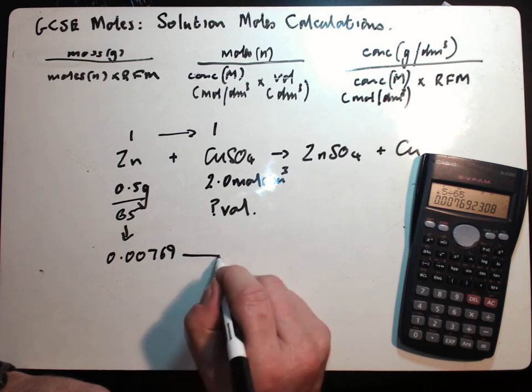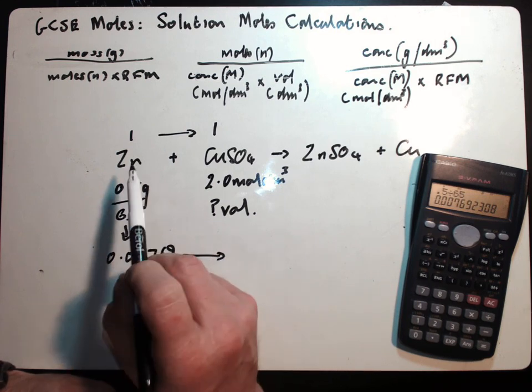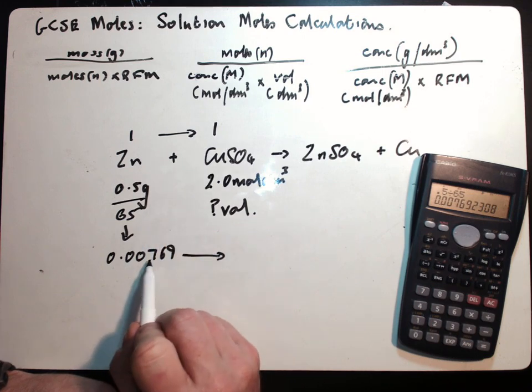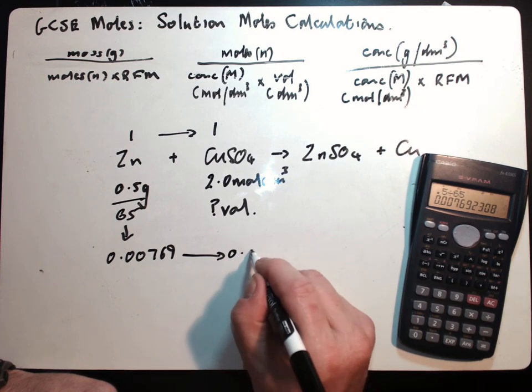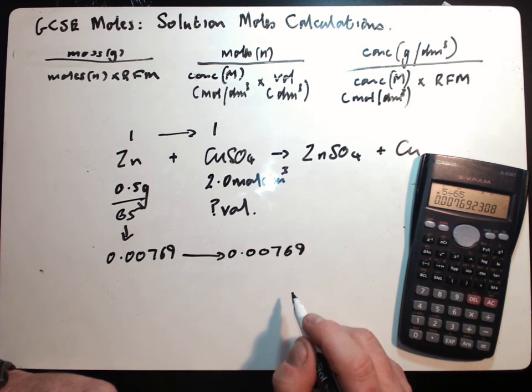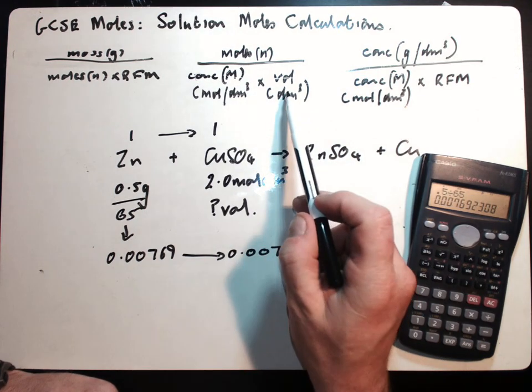0.5 divided by 65 gives me moles of 0.00769. If I have 1 mole of zinc, I get 1 mole of copper sulfate to react with it. So if I put that number of moles of zinc, 0.00769, it'll be the same number of moles of copper sulfate. Okay, I'm after volume this time.